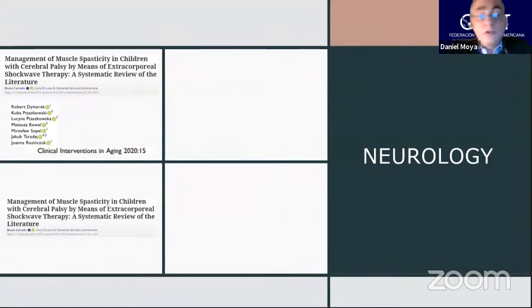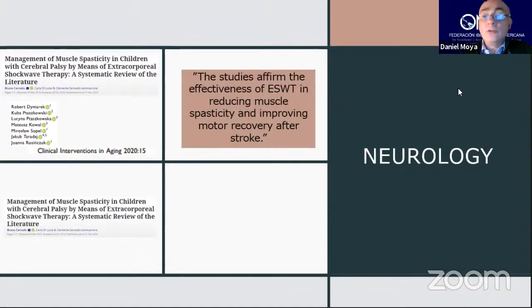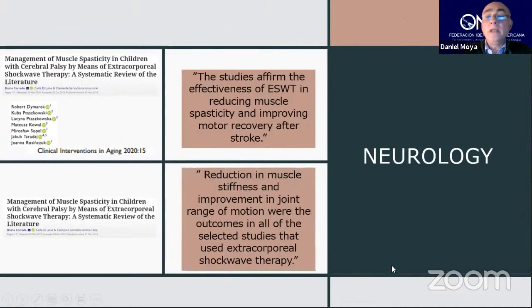What about neurology or neurological problems? Well, the effectiveness of shock waves has also been demonstrated in reducing muscle spasticity after stroke and in cases of cerebral palsy. So in the future, we will have this indication, which has already been developed, more commonly and more frequently reported, because the results are very good.